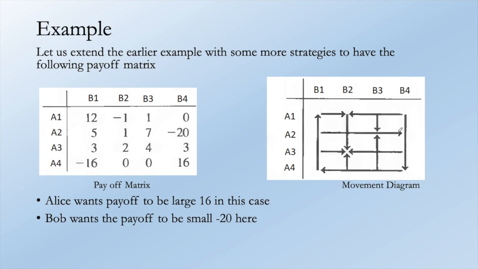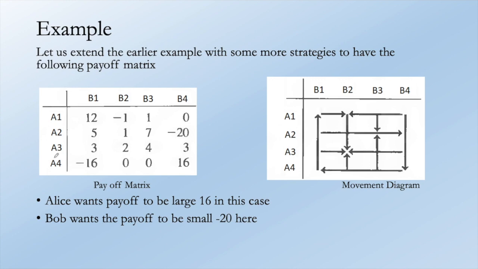Let us make that example slightly bigger so that we can include some more things. Consider that Alice has 4 different options and Bob also has 4 different options, and this is the payoff matrix. If you look at this payoff matrix, the largest positive value is 16 and the largest negative value is -20.